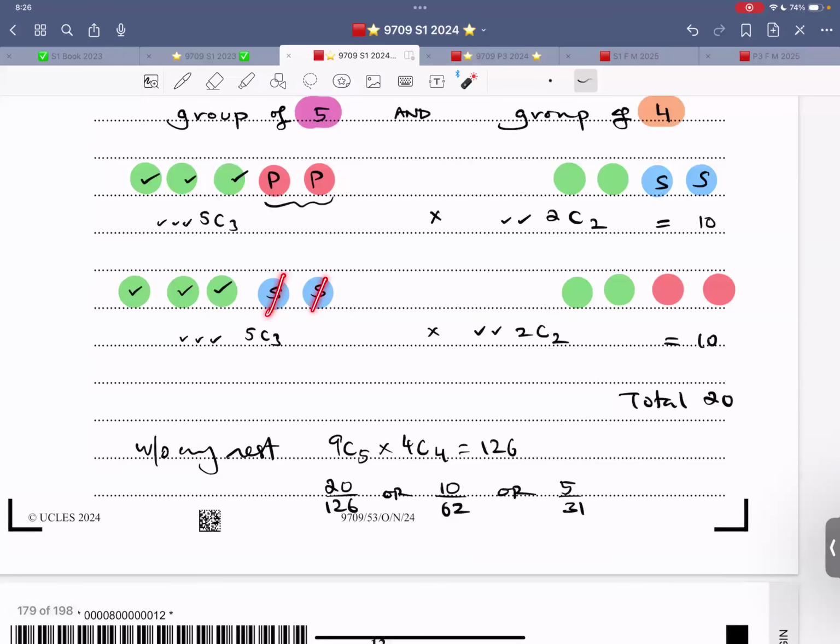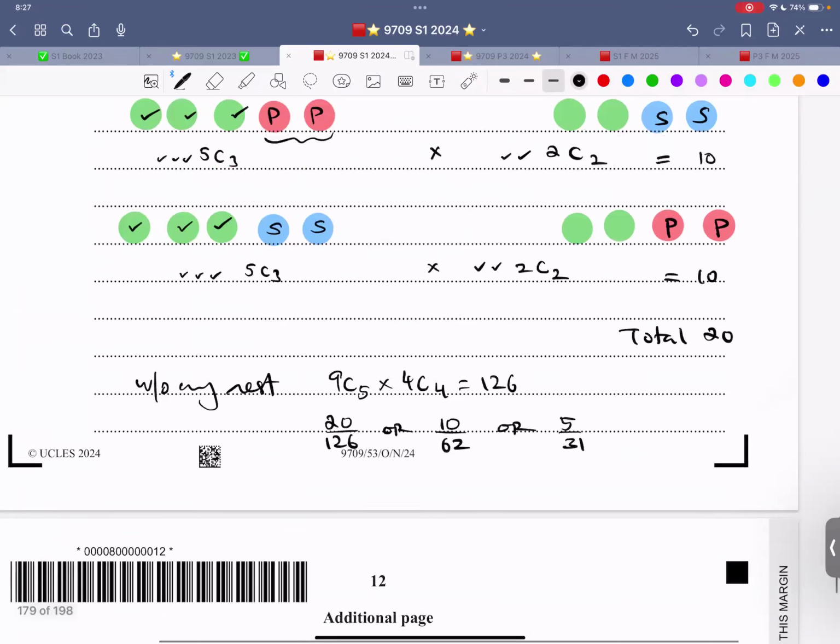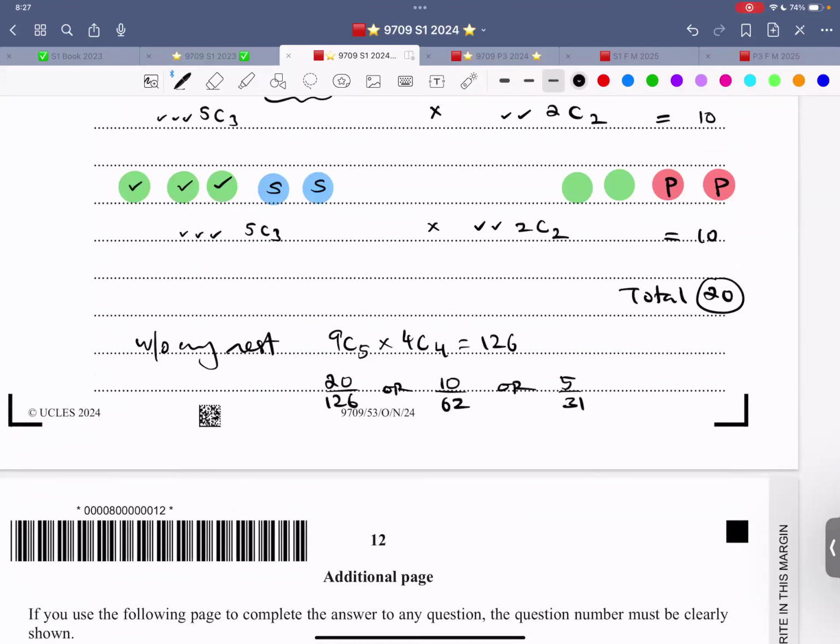Similarly, the 2 S are over here. Again, it's the same thing as above. It doesn't make a difference whether the 2 P's are here, 2 S are here, or 2 S are here, 2 P's are here. The working is still the same. So therefore, 5C3, and this is 2C2, and that is also 10. So the total is 20.